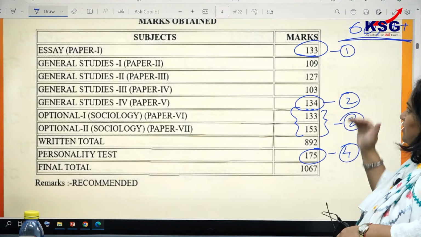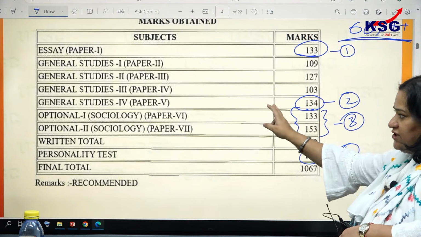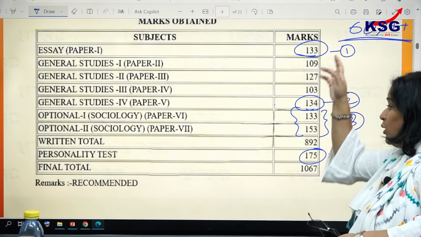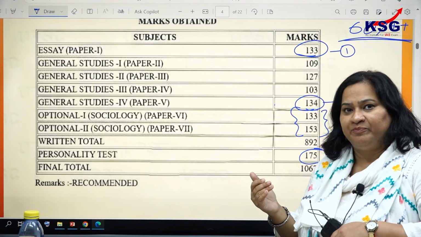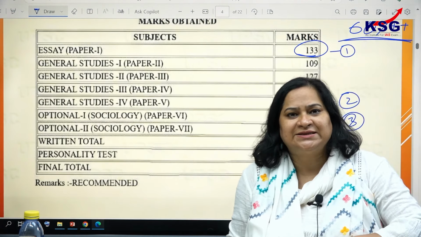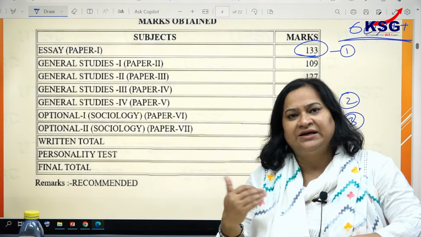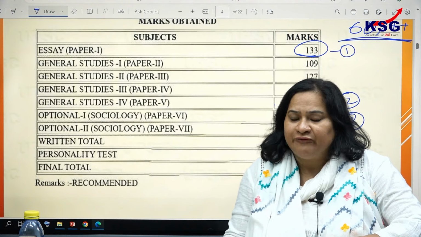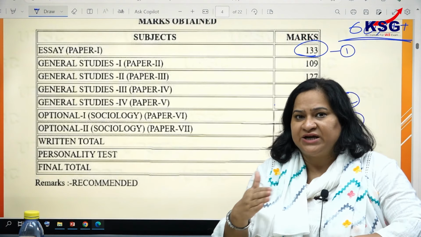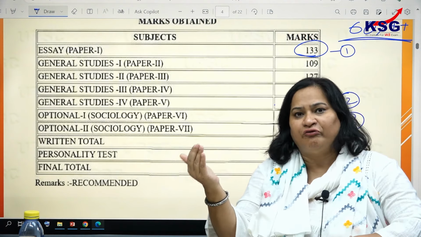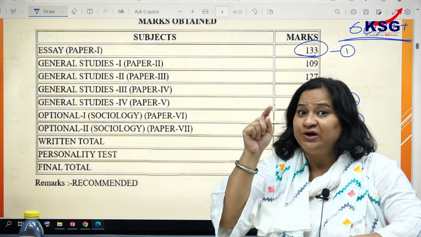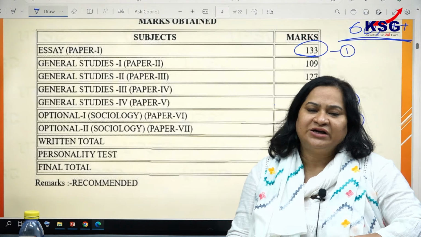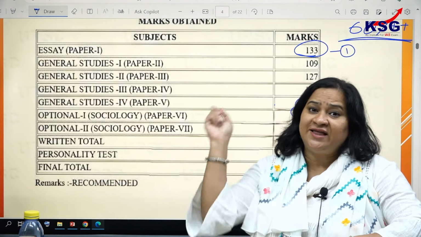Again, I repeat: essay, second is your GS paper 4, third is your optional subject, and fourth is personality test. What is common about them? The area that is common is subjectivity. The more subjective a paper, the higher the chance for you to score. If a person is not thorough with the subjective interpretation and understanding of any given discipline, then the tendency to sink can be high. So I will encourage you to take up sociology because it strengthens your subjectivity.